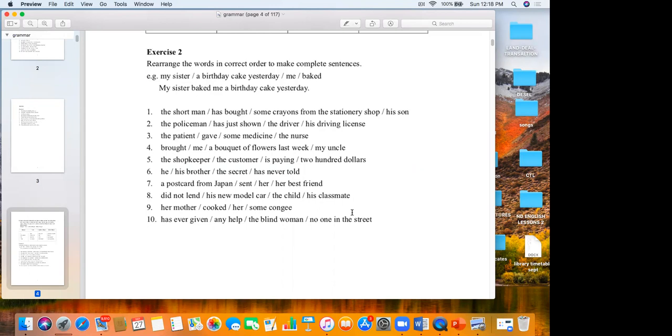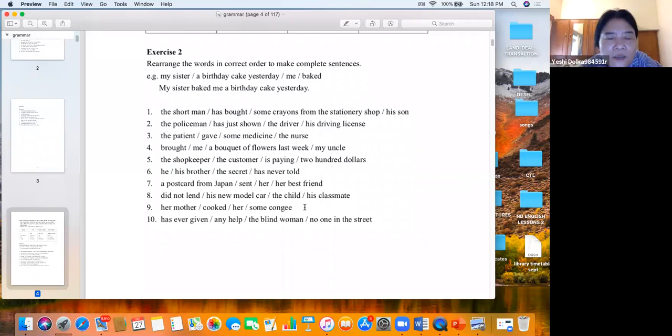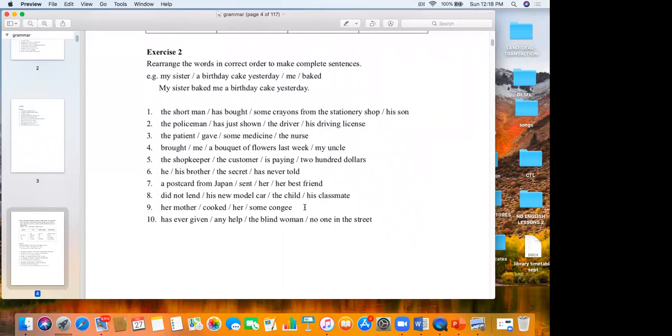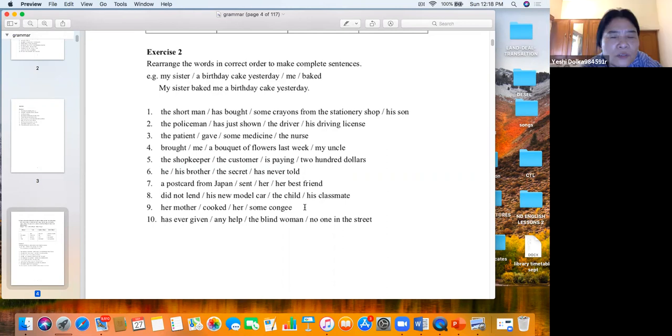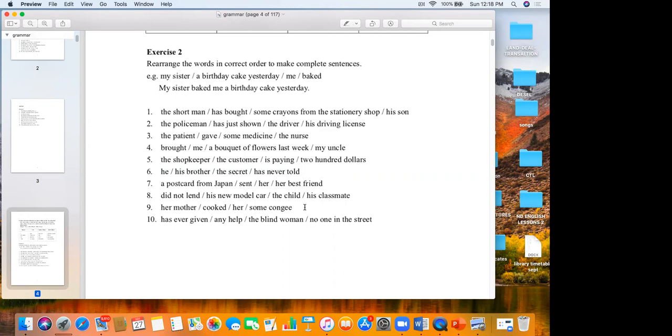To my friend, his classmate. Okay, what about number 9? Her mother cooked her some congee. Konji is Korean congee. I don't know what it is. So her mother cooked her some konji. Okay. What about number 10?